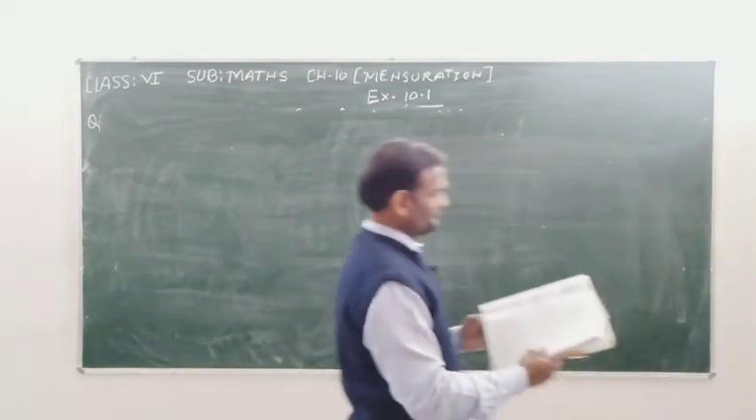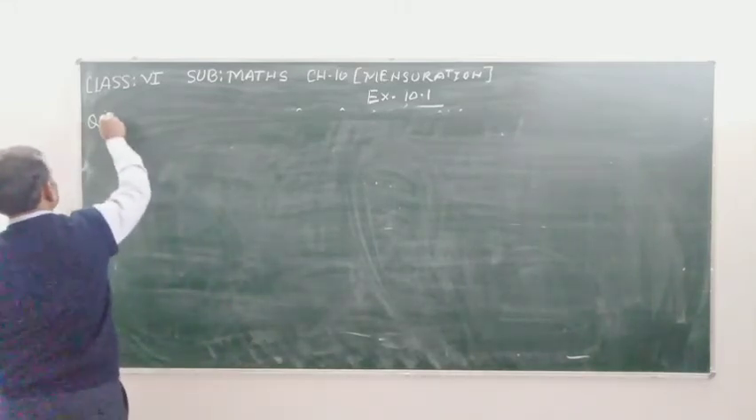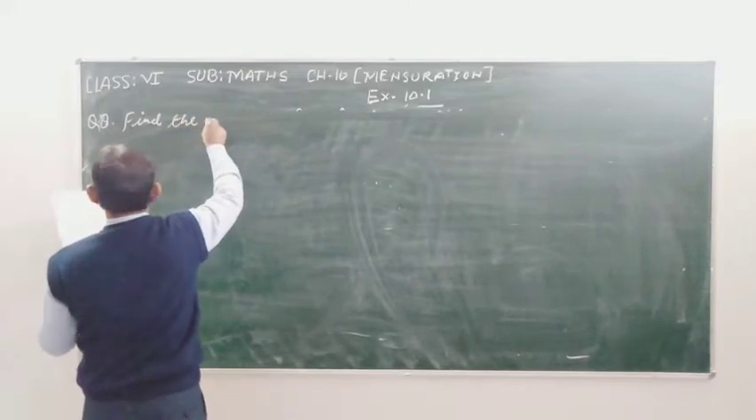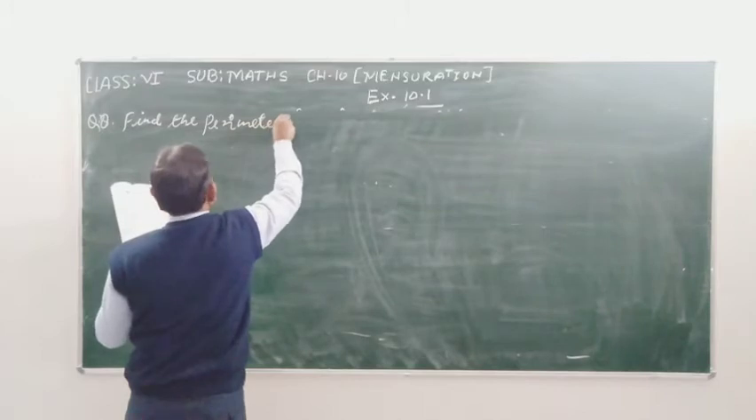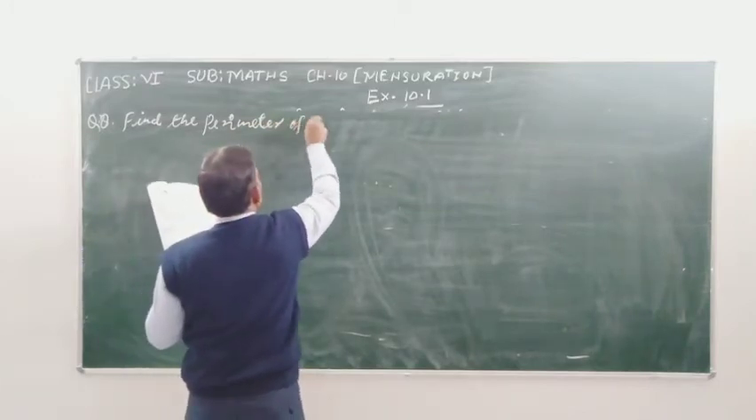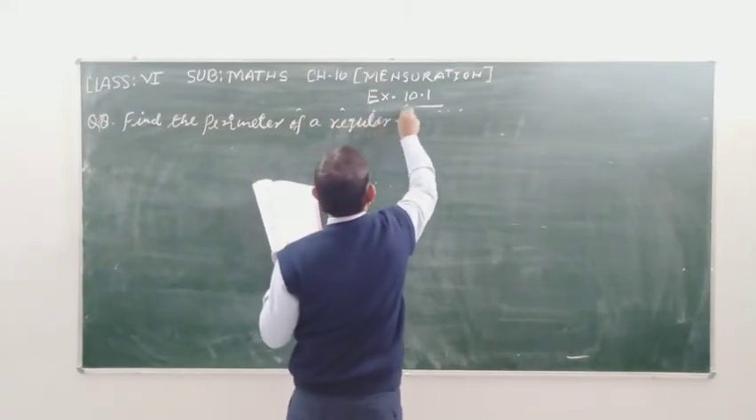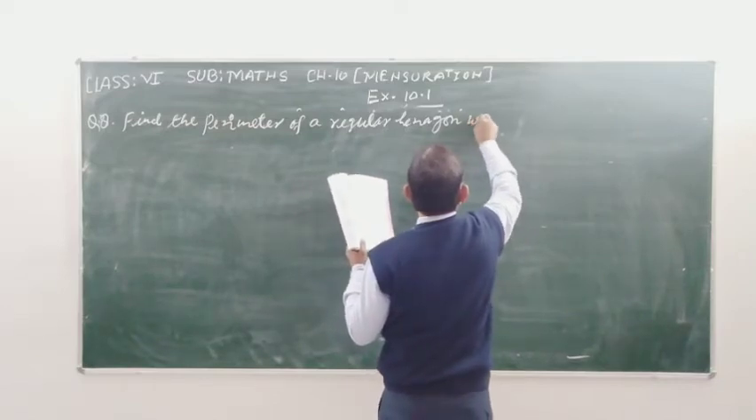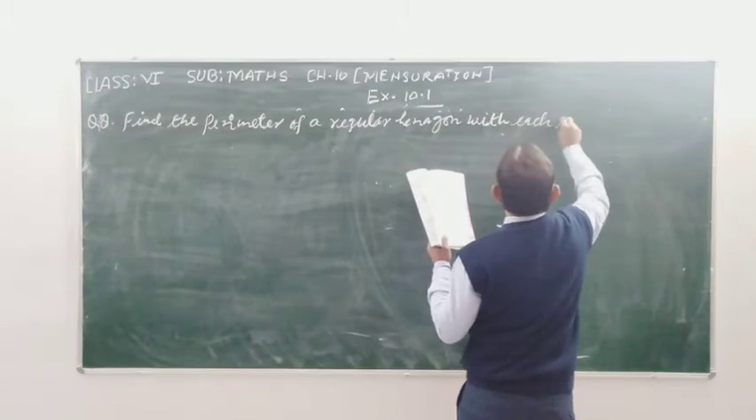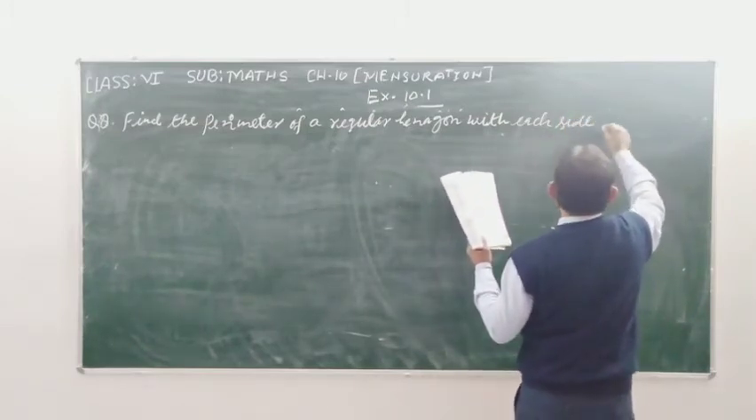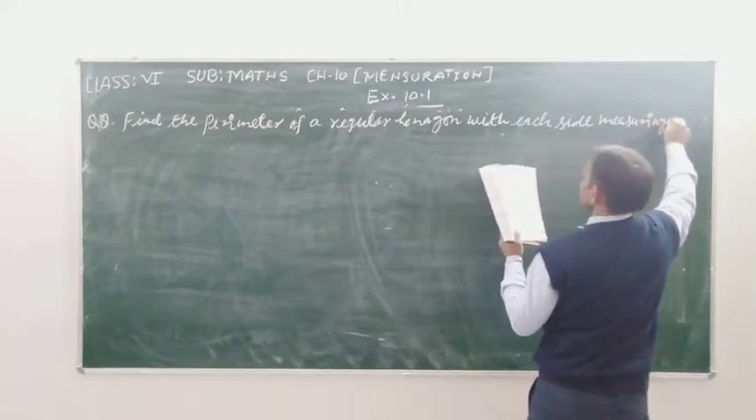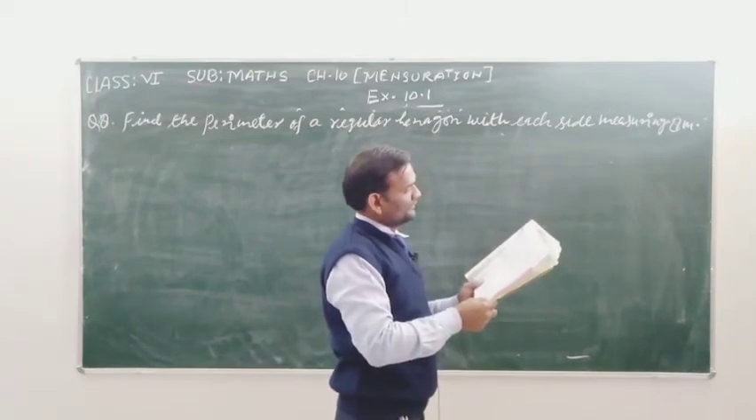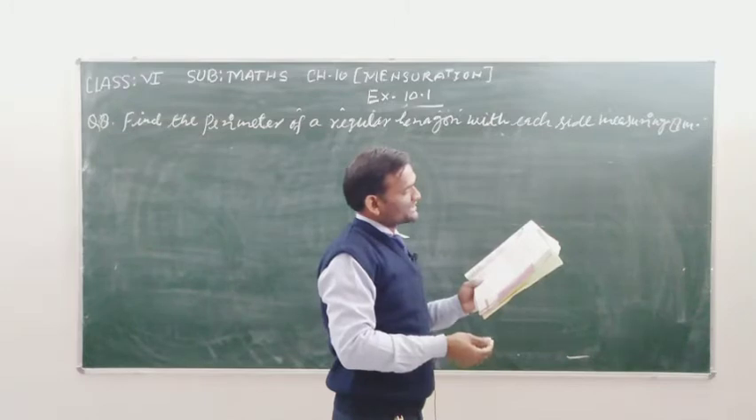I am writing the question number 8, student, here. Find the perimeter of a regular hexagon with each side measuring 8 meter.